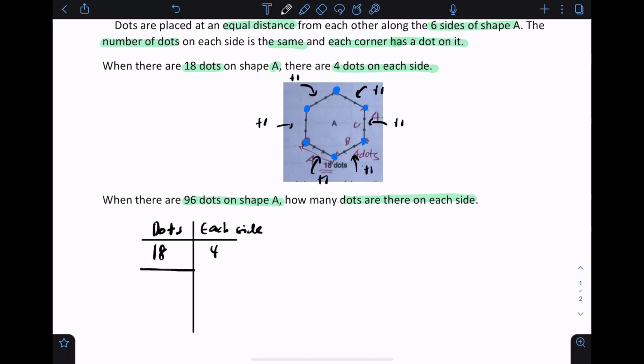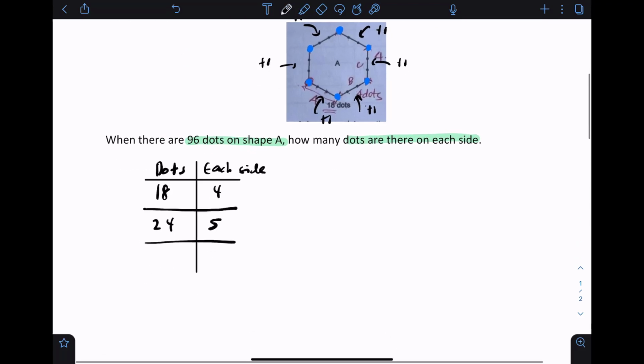Now let's say you decide to add 1 dot on each side. 1, 1, 1, 1, 1, 1. Then the total dots will now be 18 plus 1, 2, 3, 4, 5, 6, right? So that will be 24. And on each side, you don't have 4 anymore. You have 5 now: 1, 2, 3, 4 plus the 1 that you added. So that will be 5.